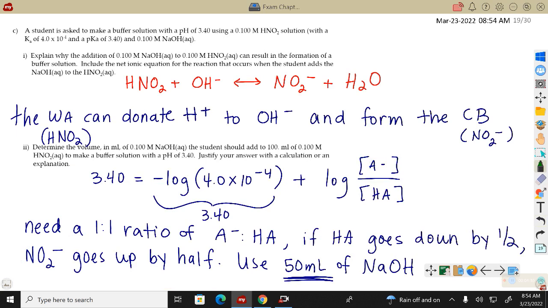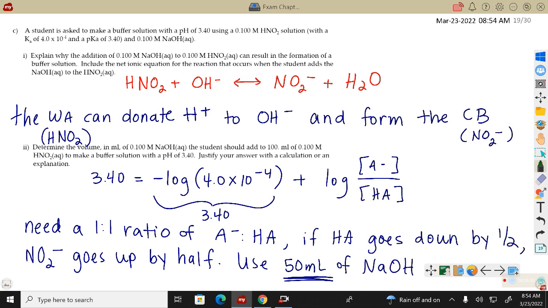Part C, a student is going to make a buffer with a pH of 3.4 using 0.1 molar nitrous acid. And oh, here they actually give me the exact pKa. I estimated around a 4, like 3.4. Interesting. So we're going to mix that weak acid with strong base sodium hydroxide.